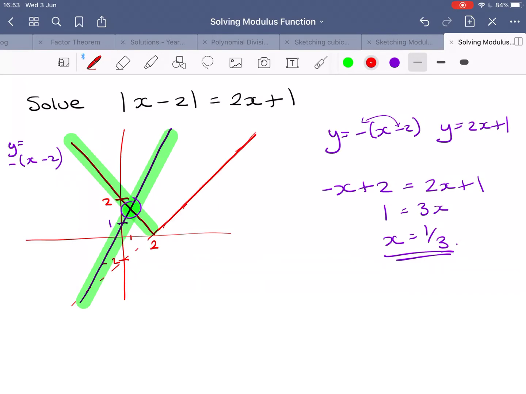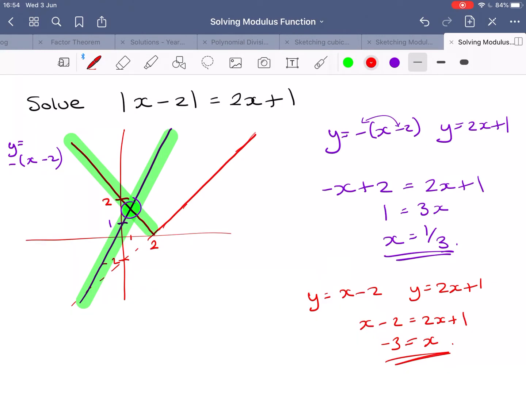So say I accidentally used y equals x minus 2 and y equals 2x plus 1, and I wanted to know where those two lines cross. And so I'd have x minus 2 equals 2x plus 1. Take away the x, and I'd suddenly have x is minus 3.